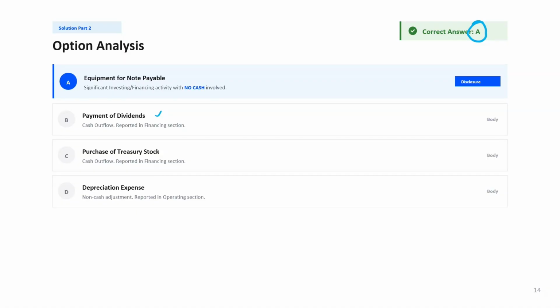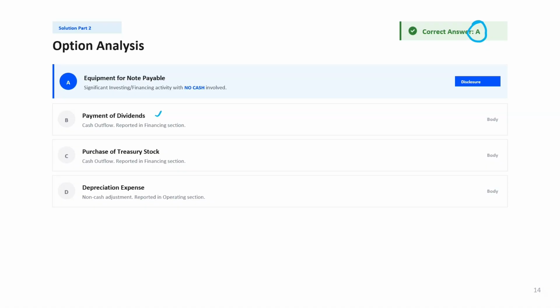And look at option C. It is about purchasing treasury stock with cash. It is also a cash outflow and it also goes into the financing section. And option D is about depreciation expense. It is a non-cash adjustment. It is added back in the operating section under the indirect method, but it's not a supplemental disclosure item.